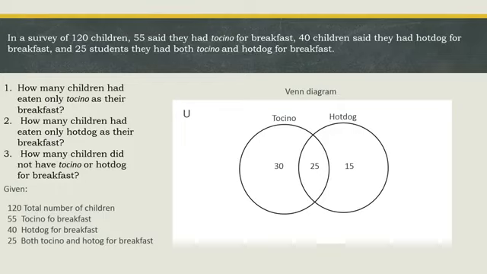Let's see if niuyon ba gyud siya sa total number of children nga gi-survey. So you have 30 plus 25 plus 15. That is only 70. Meaning, the rest of the children nga wala na-appeal sa atong tocino ug hotdog, these are the students nga naa sa gawas. So 50 of them dili ganahan tocino, dili ganahan og hotdog. Okay? So, let's identify now.